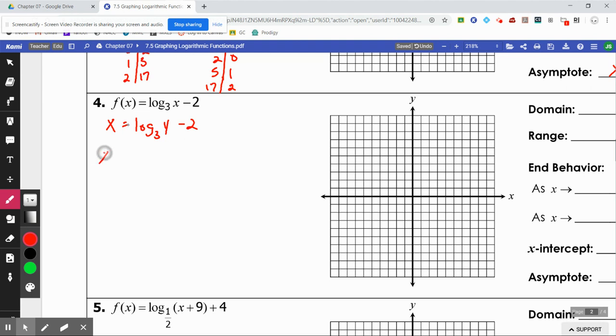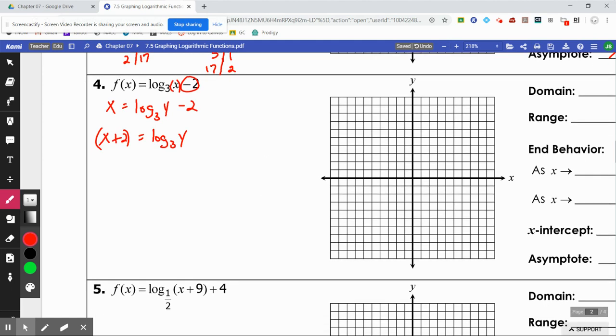Now let's move the 2 over. That'd be x plus 2 equals log base 3 of y. The reason I did that first on this one is because this -2 is not attached to the x. You can actually put that x in parentheses. It would have to have parentheses around all of it to imply that that -2 is included. But then you just change forms. That'd be 3 to the x plus 2 power is equal to y.